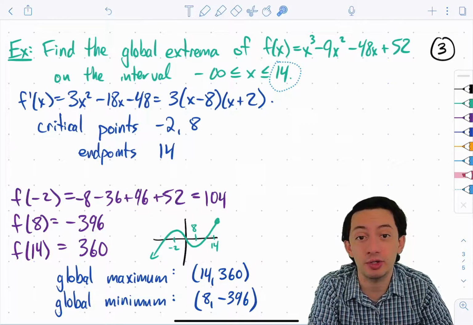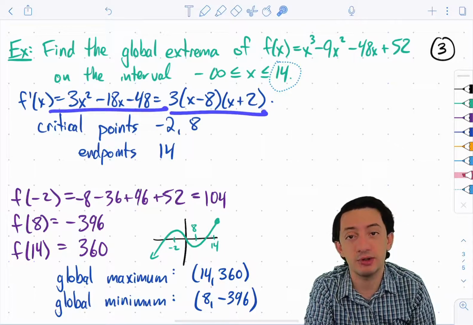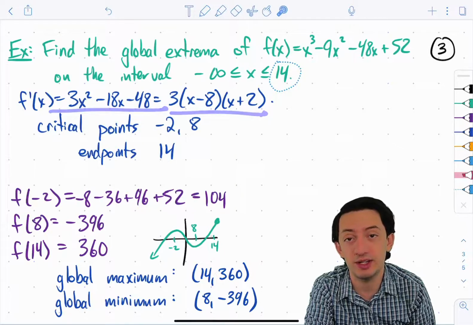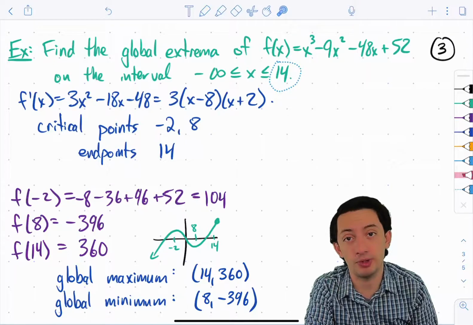So step 1, find the critical points. That means take the derivative, factor it, set it equal to 0, and solve. We did this already in 4.1 a bunch of times. We get -2 and 8. That's the critical points. We also think about the endpoints.